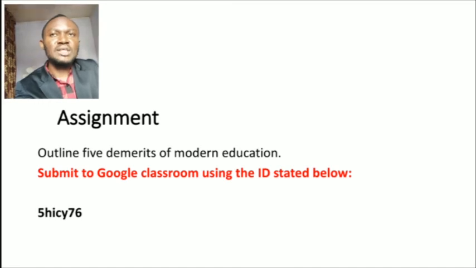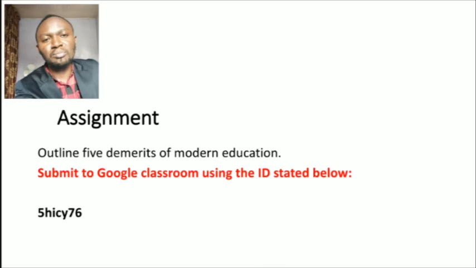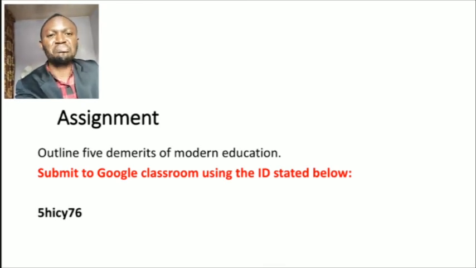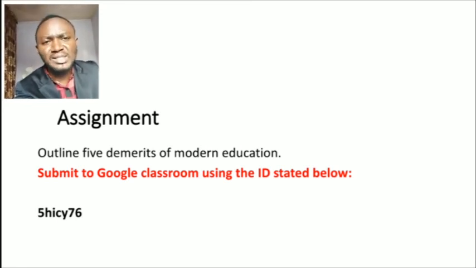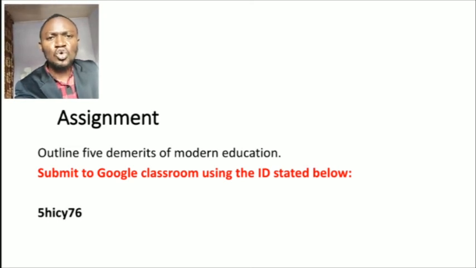These are some of the merits of modern education. But there is this general saying that whatsoever goes up must surely come down. So as beautiful as modern education appears, there are so many demerits or disadvantages associated with it. Students will go home and reflect critically and tell us some of the disadvantages of modern education.